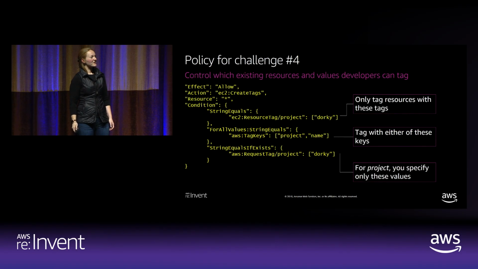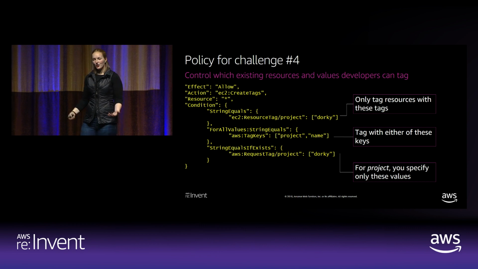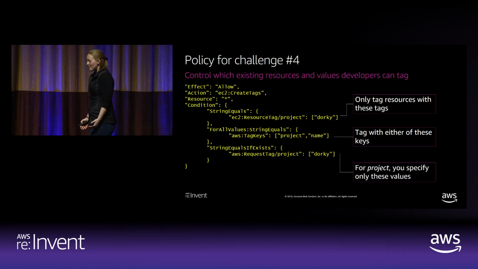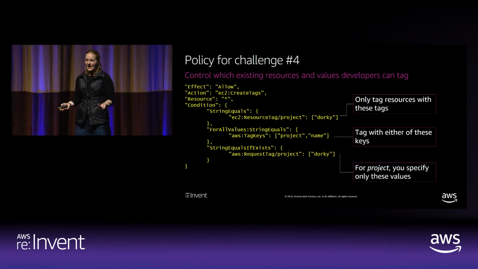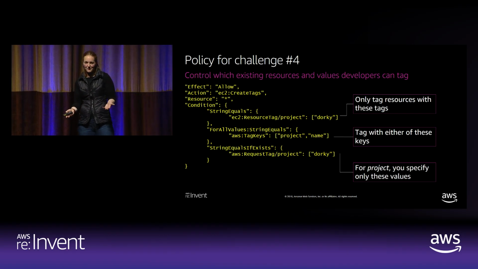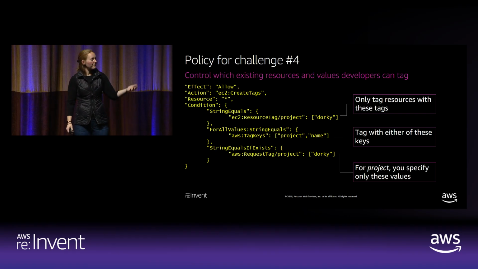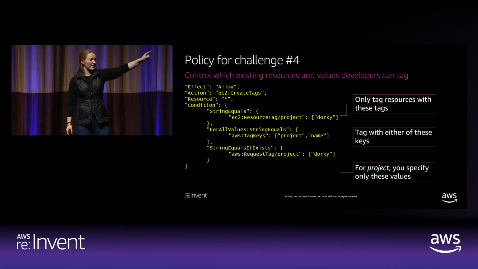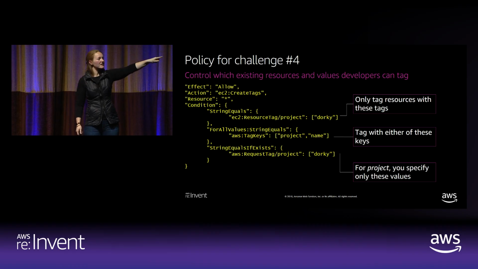Okay? So the next one is saying you've launched your instances. They have appropriate tags on them. But I want you can change the name tag. Like I want you to be able to modify some of the tags. You just can't modify the project tag. So here we go. You're allowed to create tags, but you can only do it on resources that are already tagged. That's that resource tag, so that's already tagged.